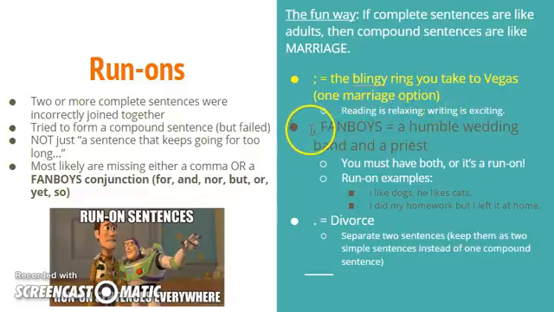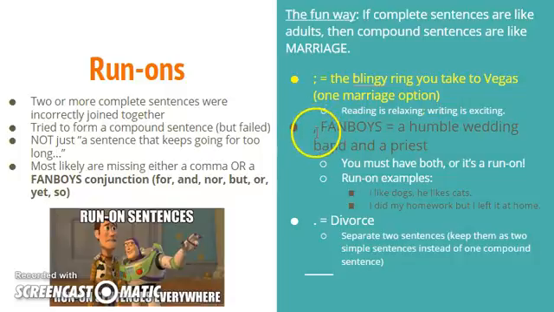Your second option is to do a comma and a fanboys word. And I like thinking about this like it's a plain little wedding band and a priest, or a rabbi, or a judge, or whatever you want. It doesn't have to be a priest, obviously. But the important part is to have both. A plain wedding band and an officiant of some kind. Because if you have just one and not the other, that's a run-on. And this is where most run-ons come from.